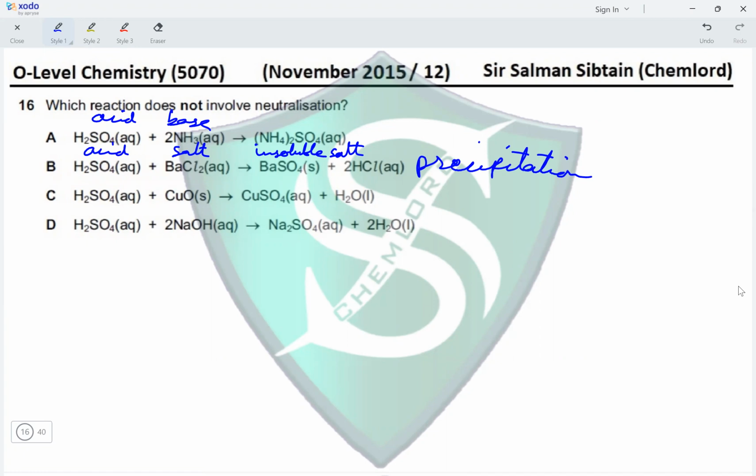Next, sulfuric acid is an acid. Copper oxide is reacting to produce salt and water. So copper oxide is acting as a base in this reaction. So this is neutralization. And the last one, sulfuric acid is an acid. NaOH is a base. So an acid and a base would result in the formation of salt and water, which would be a neutralization reaction. So precipitation reaction is the only one in which we do not have neutralization taking place. Therefore, option B is the correct option for this question.